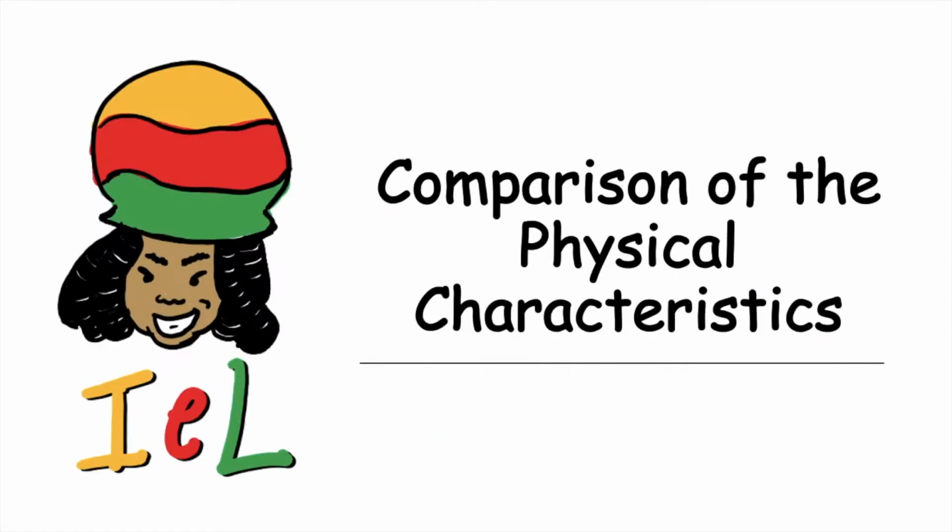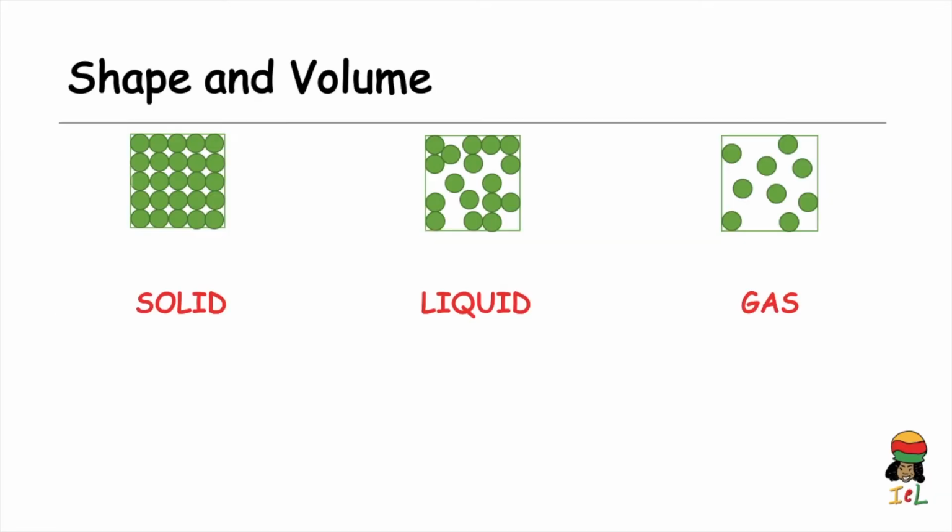Now, looking at the comparison of the physical characteristics, we mentioned that we would be looking at shape, volume, density, and compressibility, not necessarily in the order in which I have listed them. So let's just go ahead. We're going to look at the shape and the volume of solids, liquids, and gases.